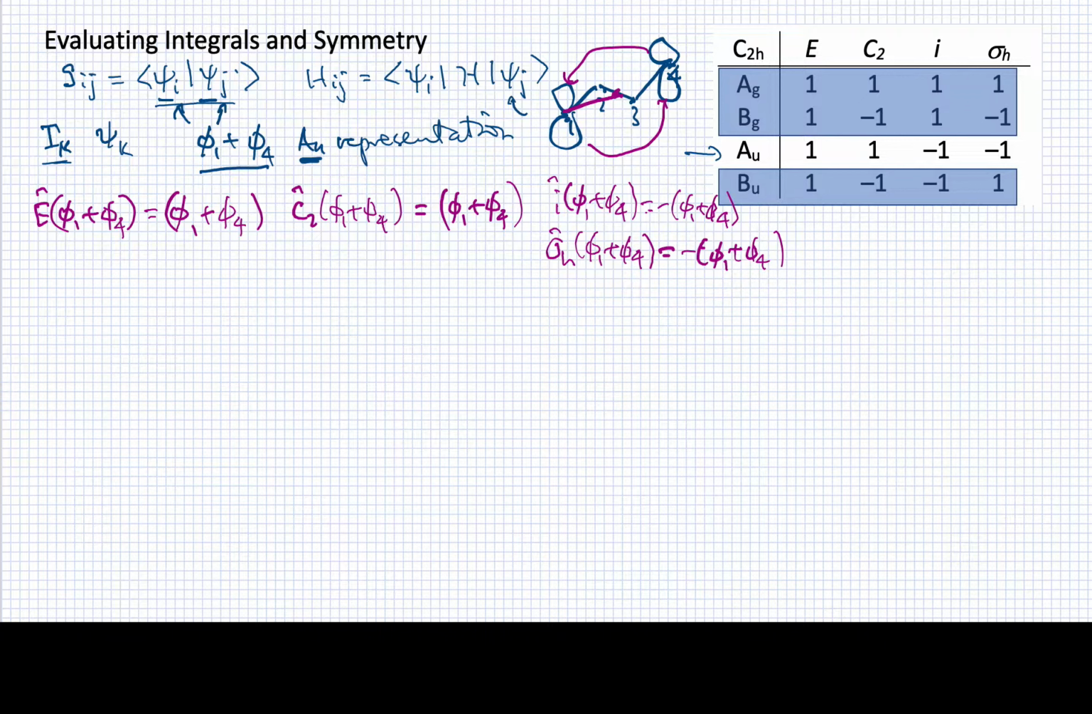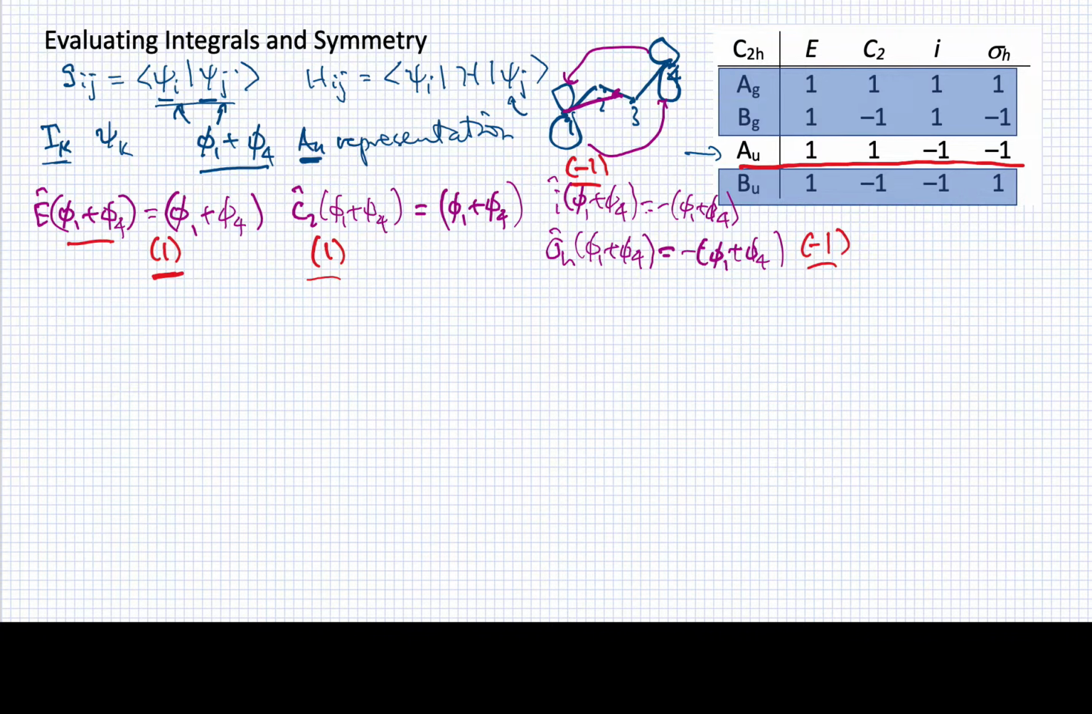So I've done all of this basically to demonstrate that the effect of the symmetry operation on this particular function in each case is to generate a multiple of 1, a multiple of 1, a multiple of negative 1, and a multiple of negative 1. So I have 1, 1, minus 1, minus 1, and these are precisely the characters that we find for the Au representation in the C2h character table.